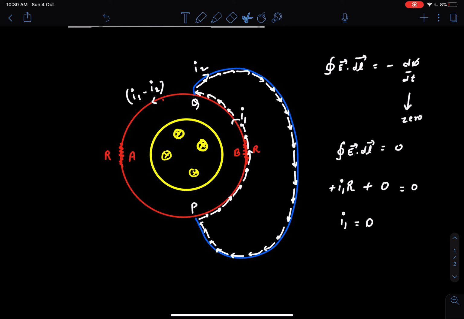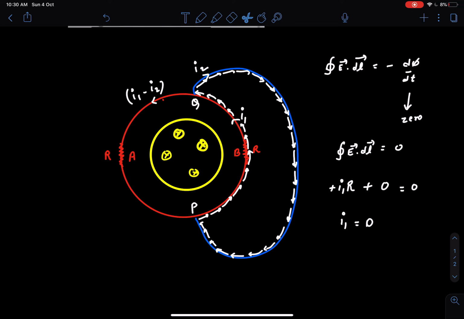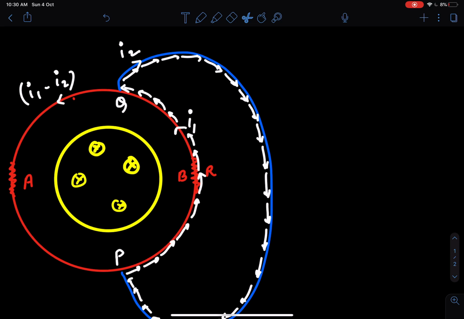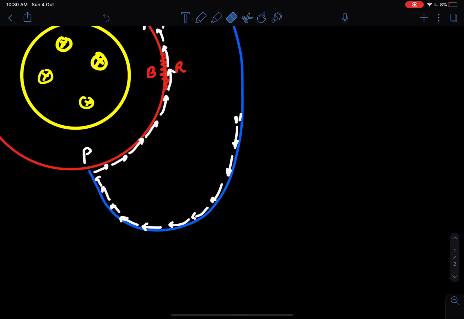And as soon as we see that I1 is 0, we can say that the bulb B will have no current. So the bulb B will then not glow after shorting the wire. Now we have to talk about bulb A. So let us just remove this path and consider another path which involves bulb A. Okay. Previously the magnetic field was changing at a rate of dB by dt, and because of which there was a flux change of d phi by dt. The flux is there only in the yellow region.